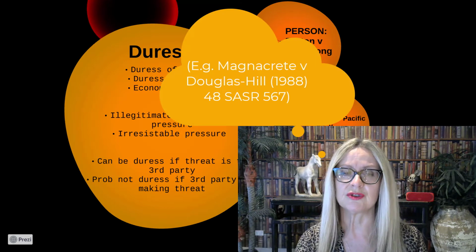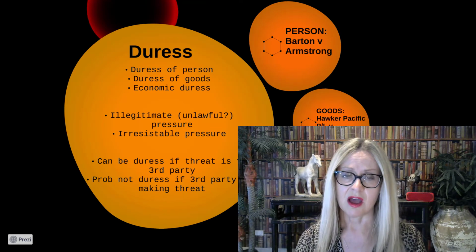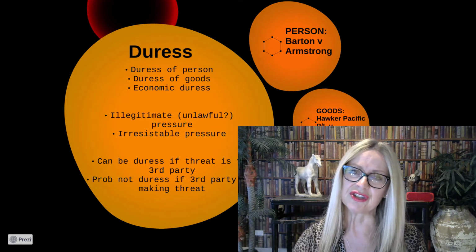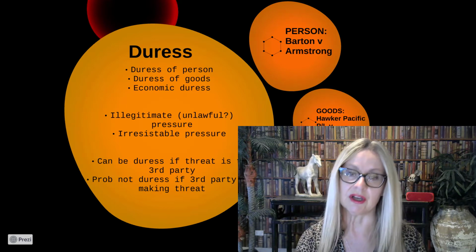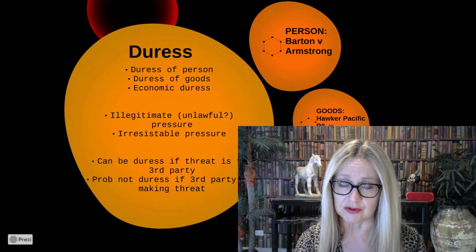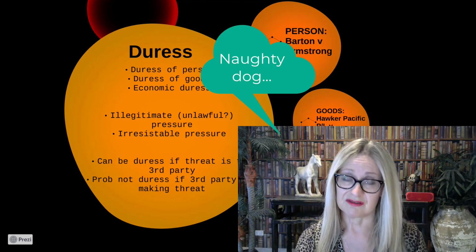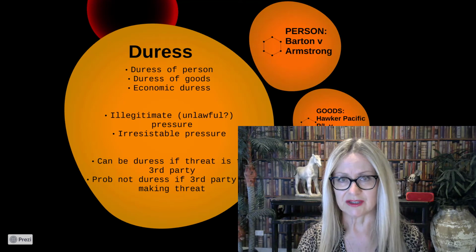Because if you're trying to get out of a contract, and that's normally what you're trying to do with an action in duress, then you've got to sheet home that naughty behaviour to the other party to the contract in order to get out of the contract. So that is just like a bit of foundational work in terms of duress.